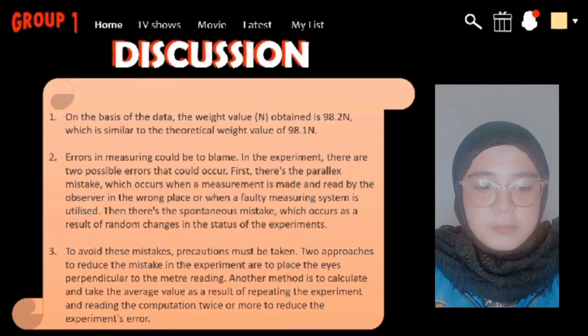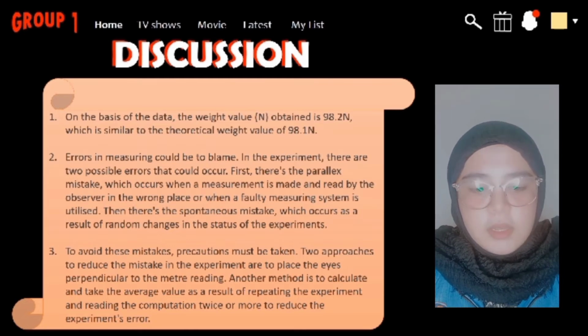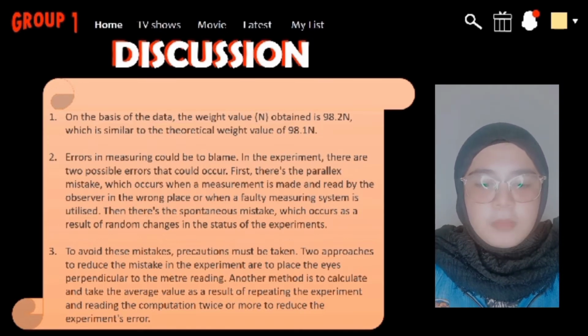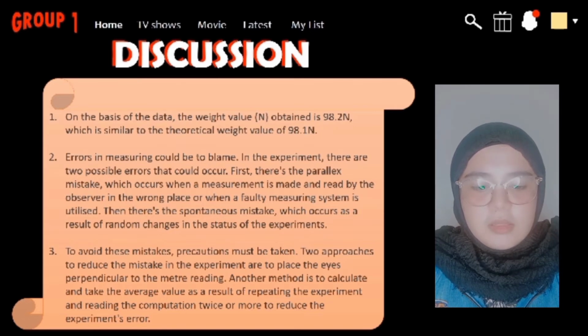In the experiment, there are two possible errors that could occur. First, there's the parallax mistake, which occurs when a measurement is read by the observer in the wrong place or when a faulty measuring system is utilized. Then there's the spontaneous mistake, which occurs as a result of random changes in the status of the experiment.